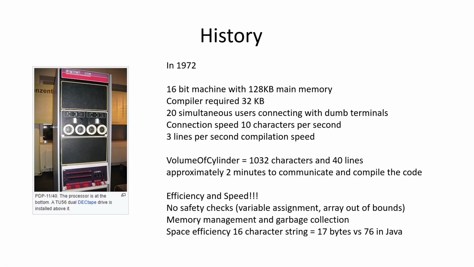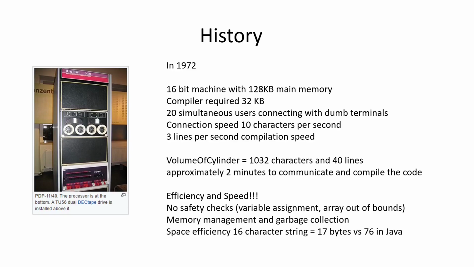Dumb meaning they didn't have their own CPU. The connection speed, I looked this up. I think I made a guess last time, but the connection speed was actually about 10 characters per second, and the C compiler could compile about 3 lines per second. That means the cylinder program that we just wrote, with just over 1,000 characters and 40 lines, would take approximately 2 minutes to send all of this data to the CPU and compile the code. So the design philosophy behind the development of C focuses on efficiency and speed.